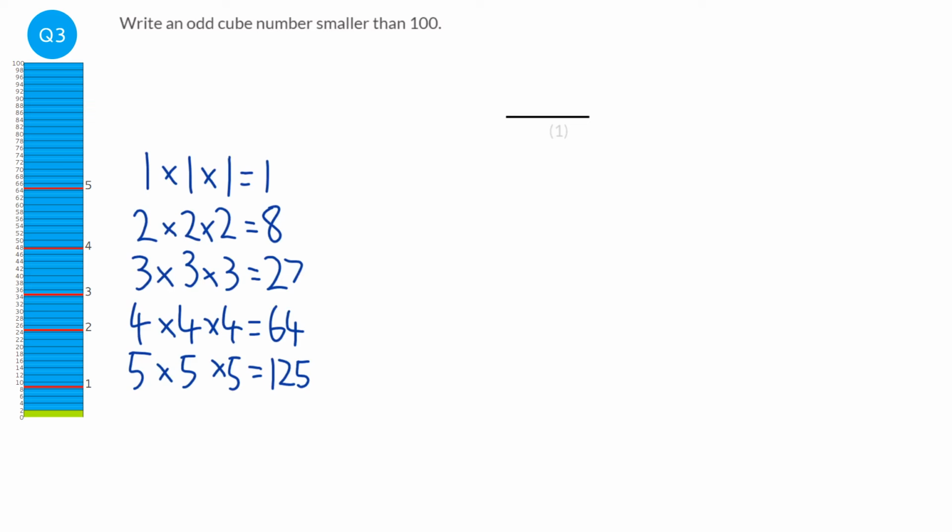And this question has asked us to find an odd cube number that is smaller than 100. So it has to be odd, so that gets rid of the 8 and the 64, and it has to be smaller than 100, so that gets rid of the 125. So I can either write down 1 would be a fine answer, or 27. I'm going to go for 1.